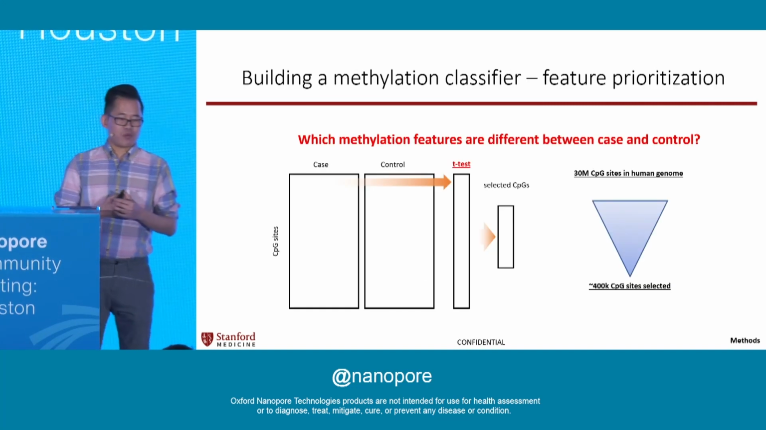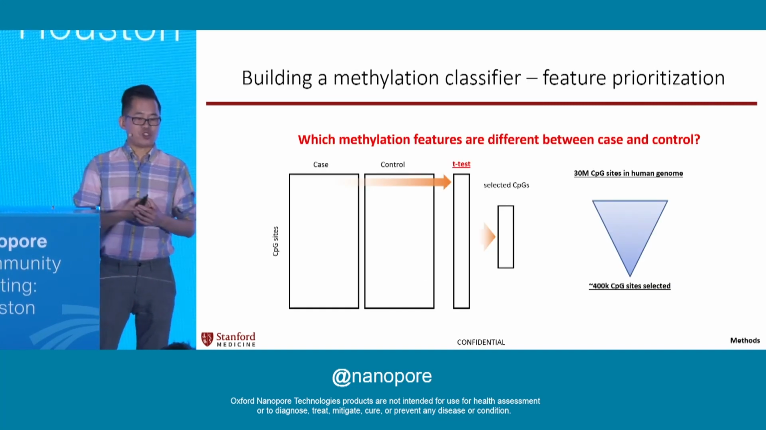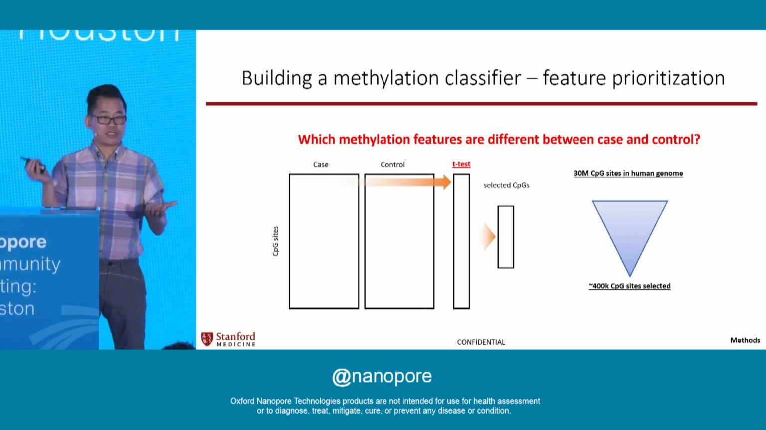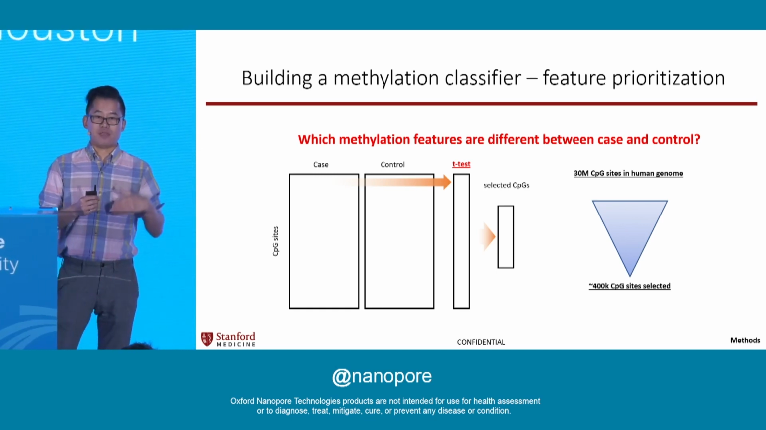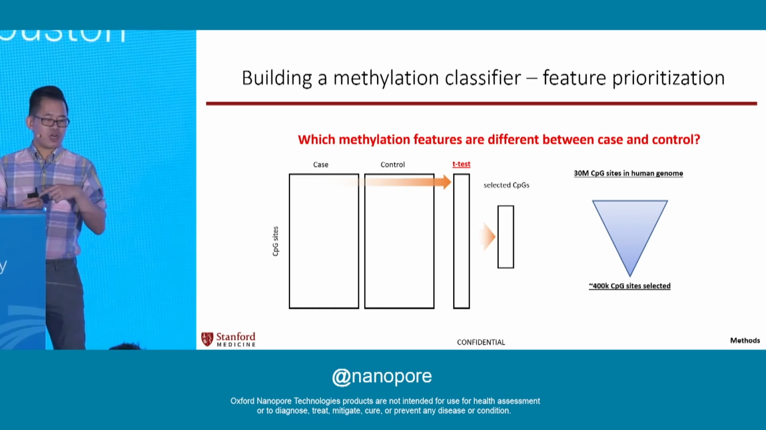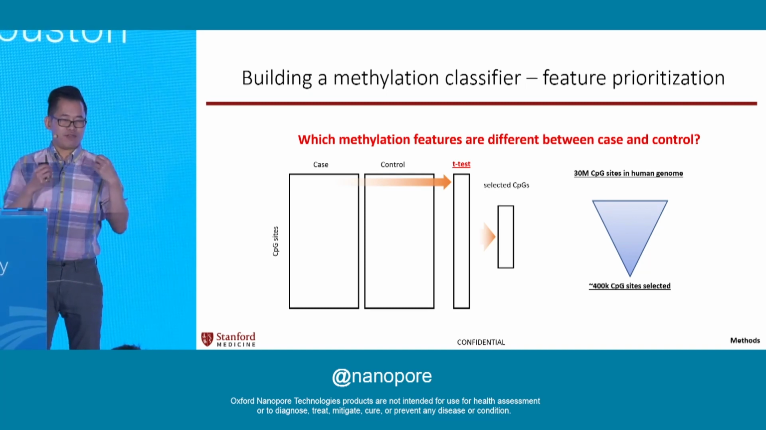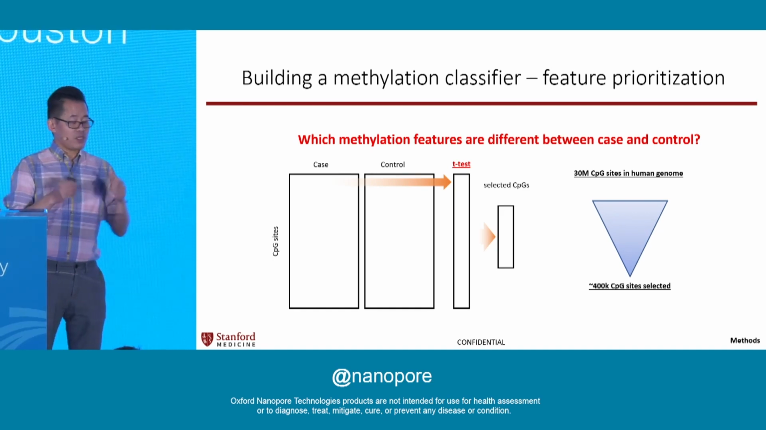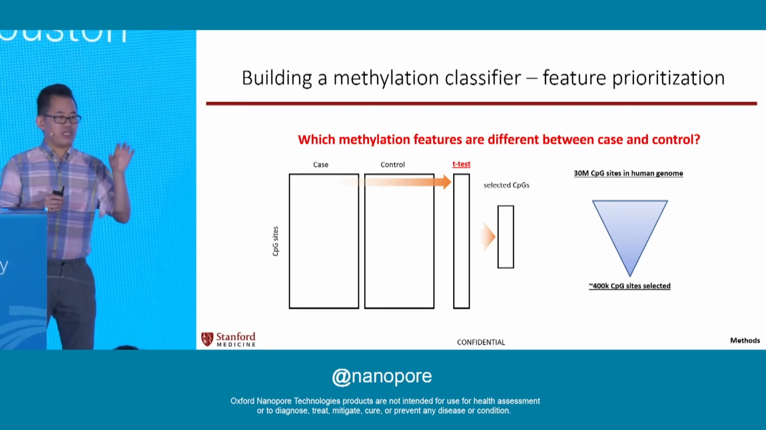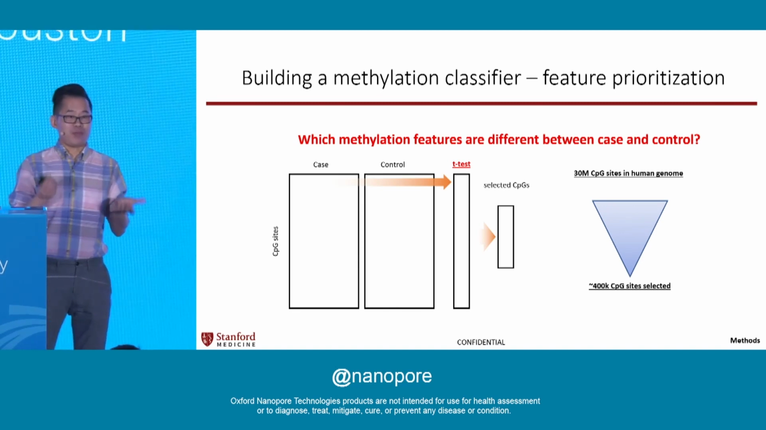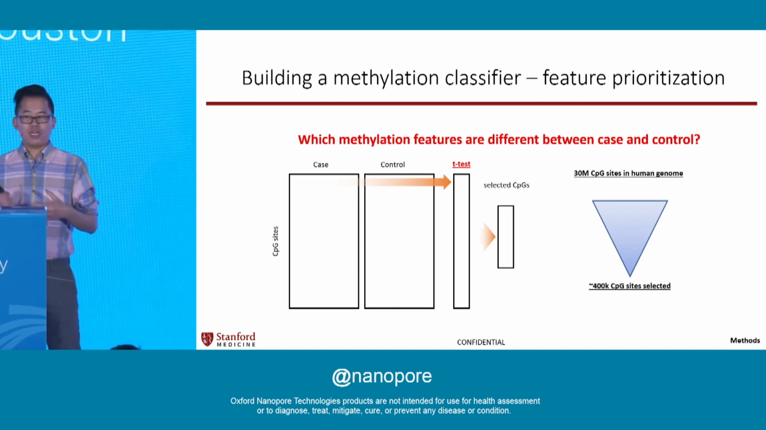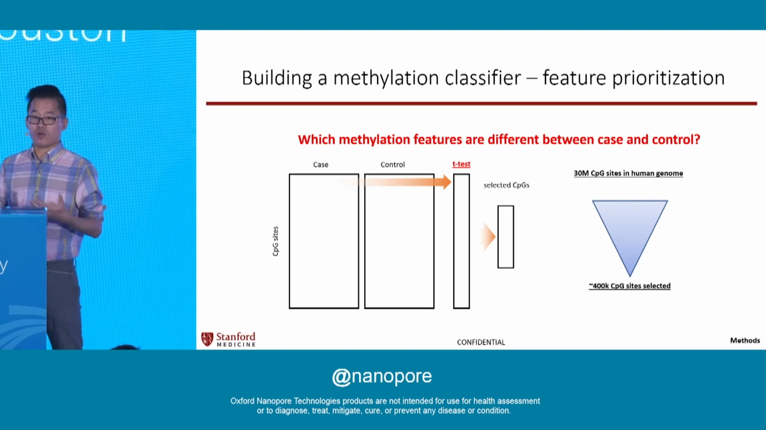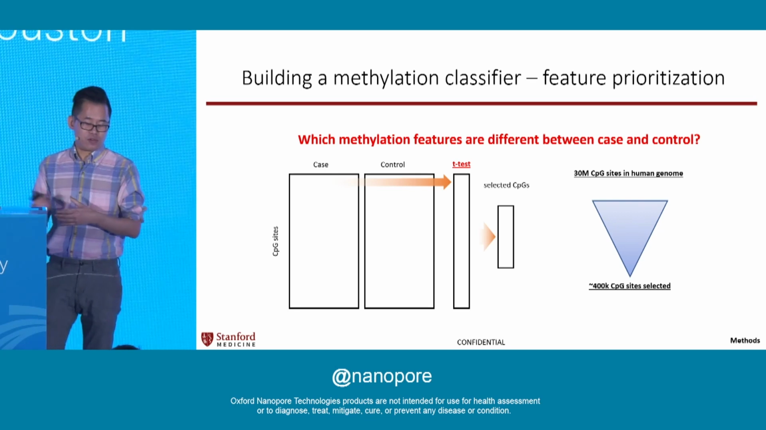So basically, in terms of feature prioritization, we're asking which methylation features are different between case and control. You can imagine a data matrix where each row is a particular CpG site in the human genome, and the columns are each sample, and the values in this matrix are the methylation value at that CpG site. You can simply do a t-test between the case samples and the control samples to arrive at a p-value, and after multiple testing correction, you can narrow this down to a smaller number of CpG sites that are known to be informative and carry them forward for further analysis.